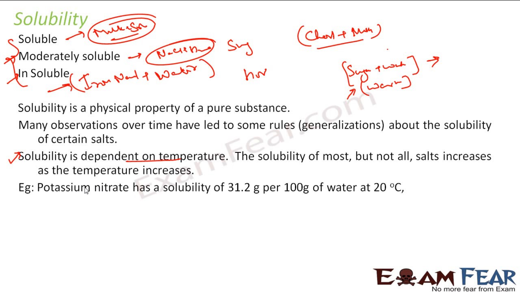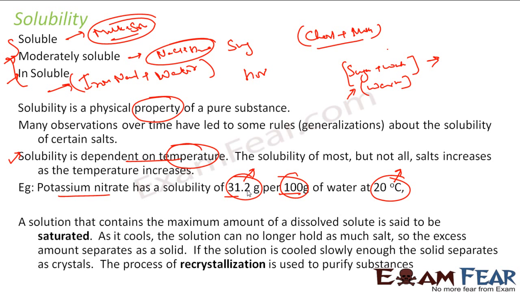When you talk about solubility, you don't talk only about the substance, but you also talk about the temperature. So you say potassium nitrate has a solubility of 31.2 gram per 100 gram of water at 20 degrees Celsius. That means if the water is at 20 degrees Celsius, you can completely mix 31.2 gram of potassium nitrate in 100 gram of water. Thus, you can see that solubility depends on two factors: one is the property of the substance, and the other is temperature.